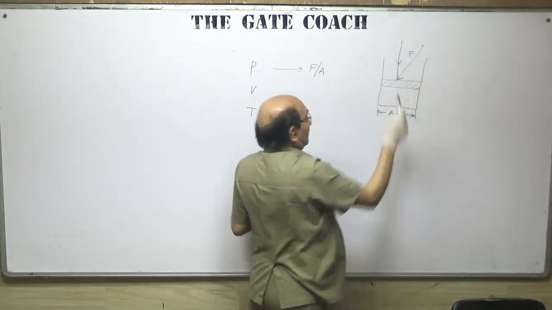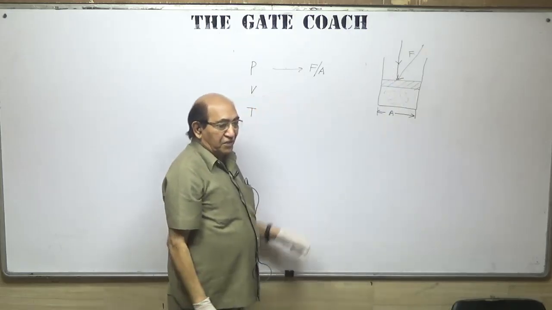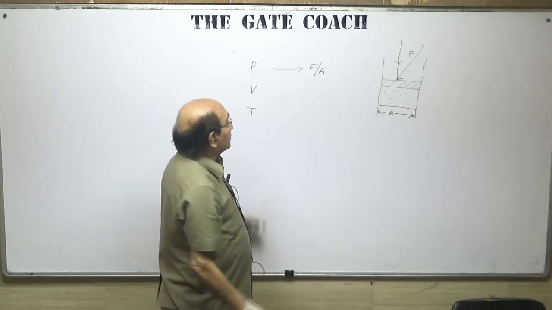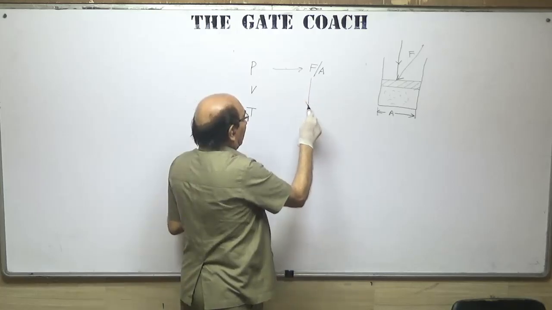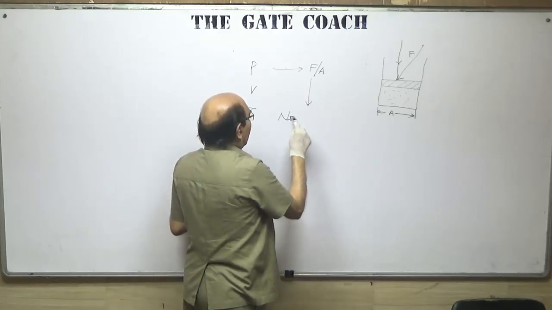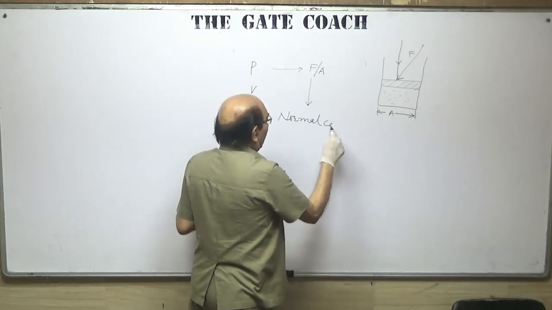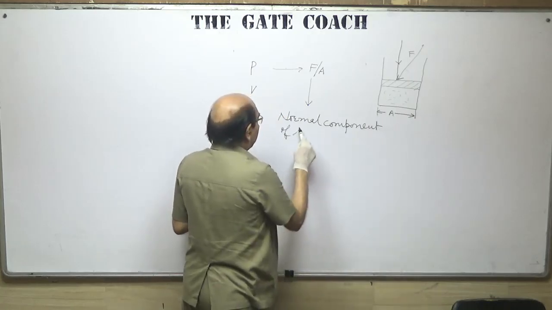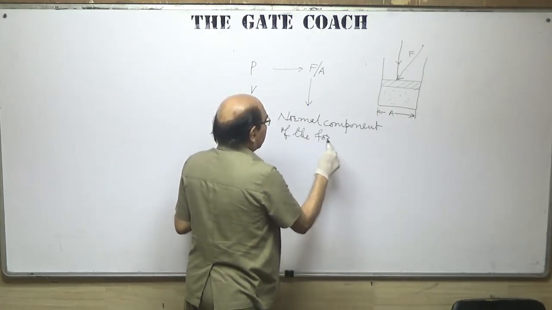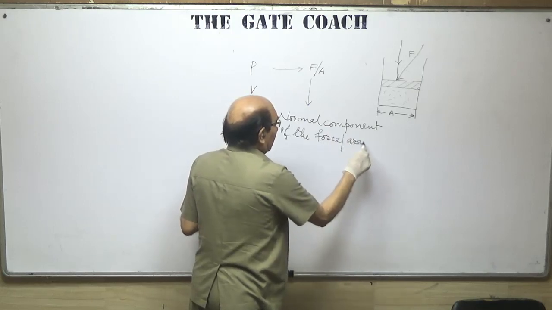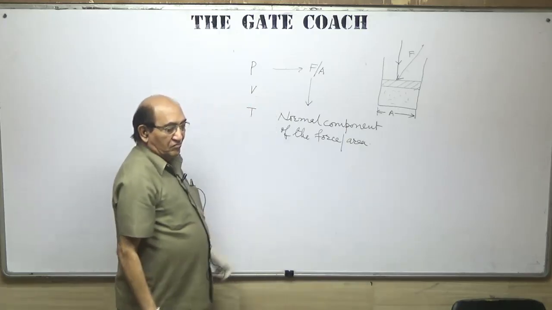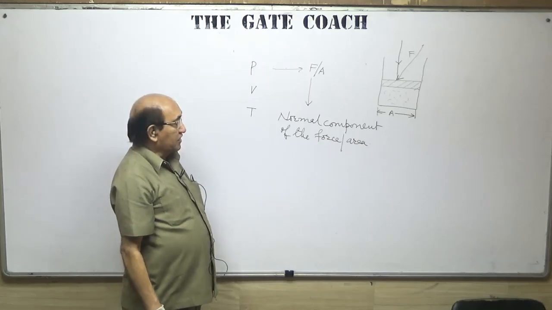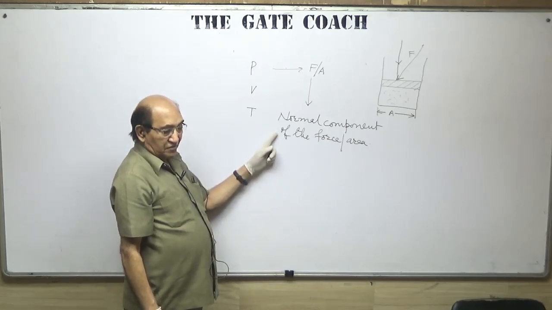We have to take the normal component of the force on the given area. It is not just F upon A, we should always define it as the normal component of the force per unit area. The 10% students who get selected, they talk like this.